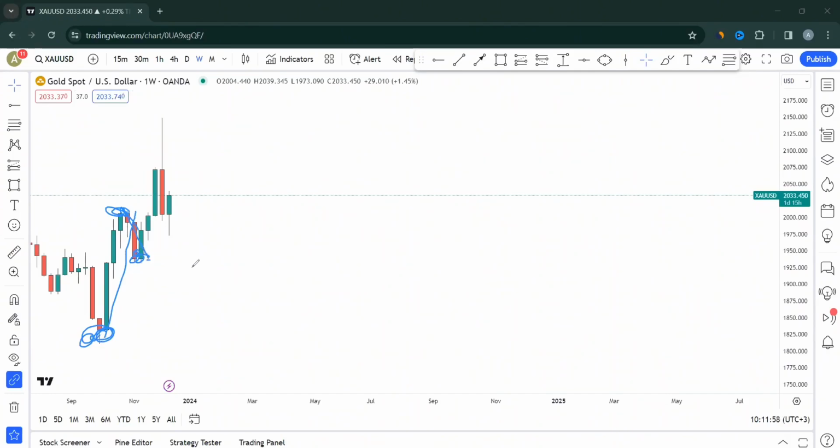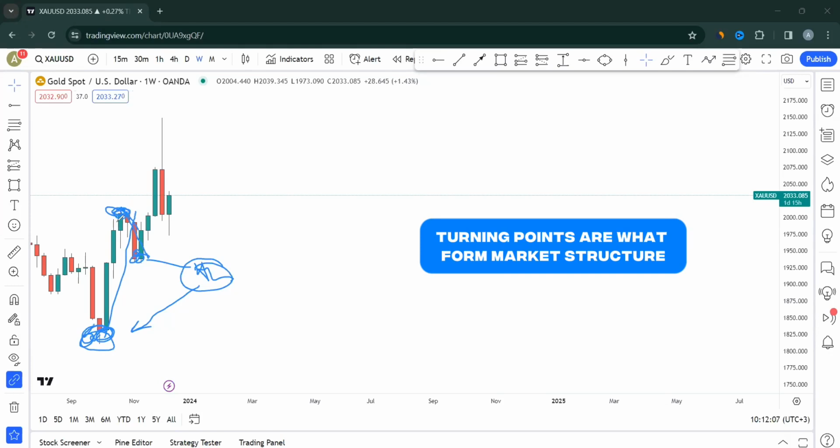Why is this one being called a higher low? This one is being called a higher low because this is higher than this previous low. So these turning points here are what form market structure. Simply, that's what we call structure.